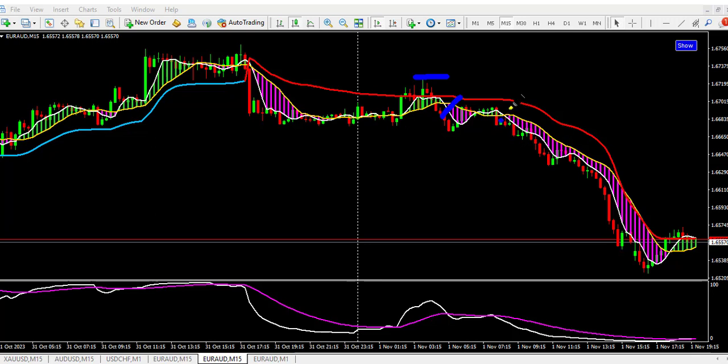Here's another point to enter. It turns to purple again, and you keep on entering more trades.